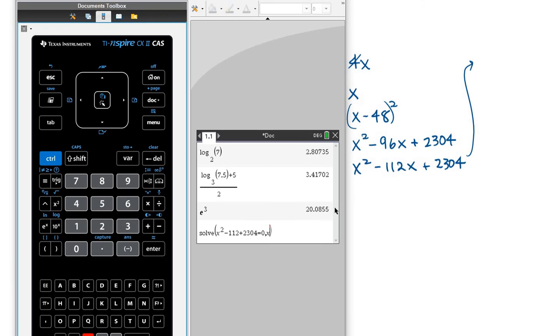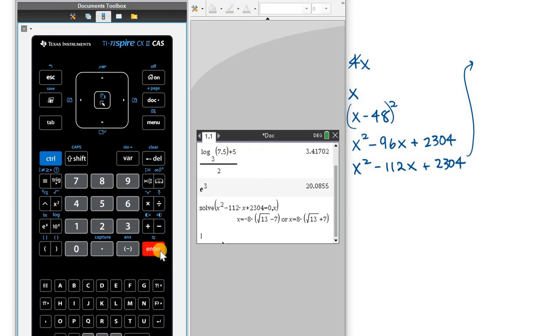So I put comma x. There it is. Now it says solve, I typed in the thing. Oops, I left something out, so I'm going to fix that. It should be 112x. Good. Plus 2304 equals 0, solving for x. And now I can hit enter. And it gives me the exact answers.